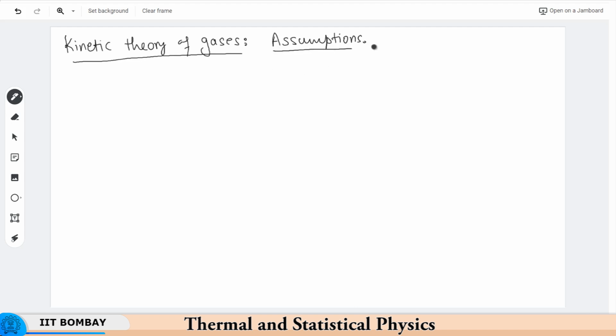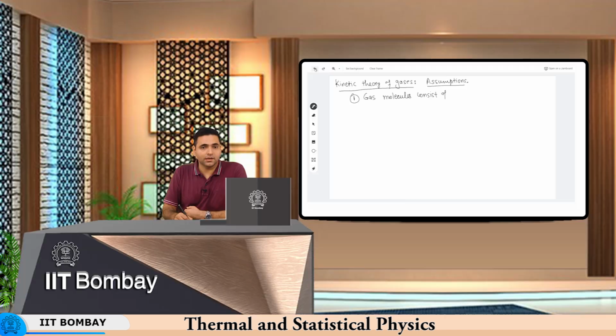So basically the first simple assumption is that the gas molecules have no dimensions, which basically implies they are point-like. So, they are point particles, right.